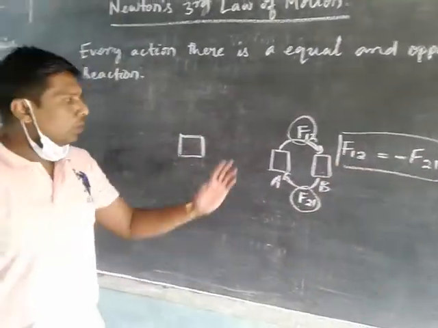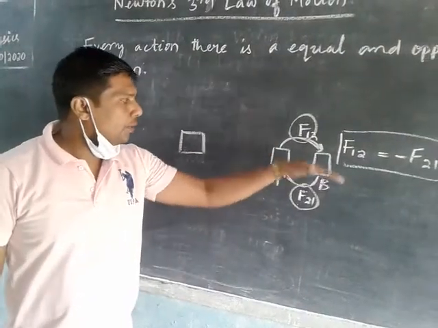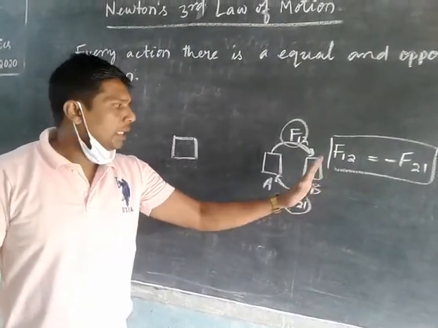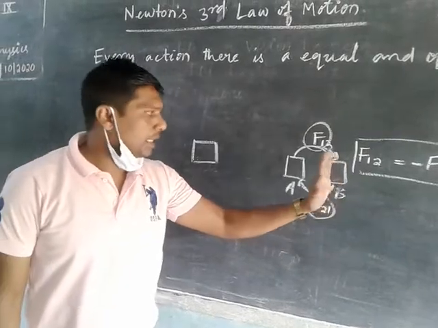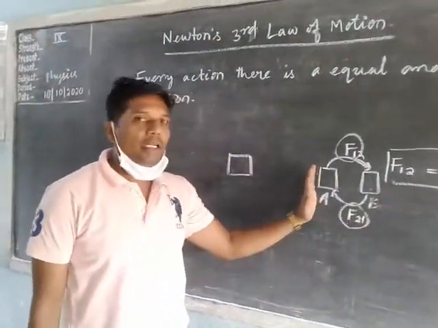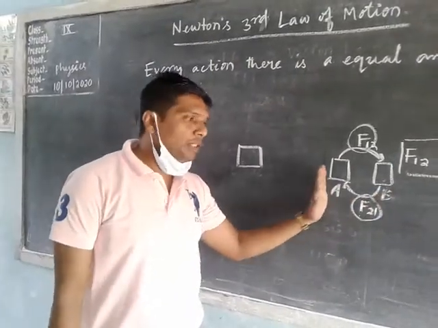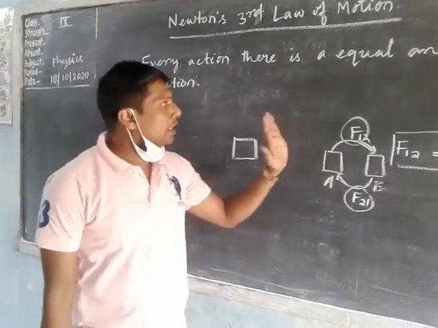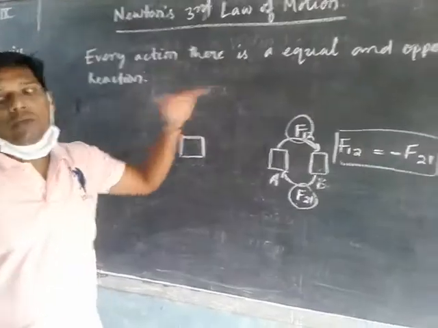Whenever a body applies a force on another body, at the same time the other body also applies an equal and opposite force on body A. That is known as Newton's third law.